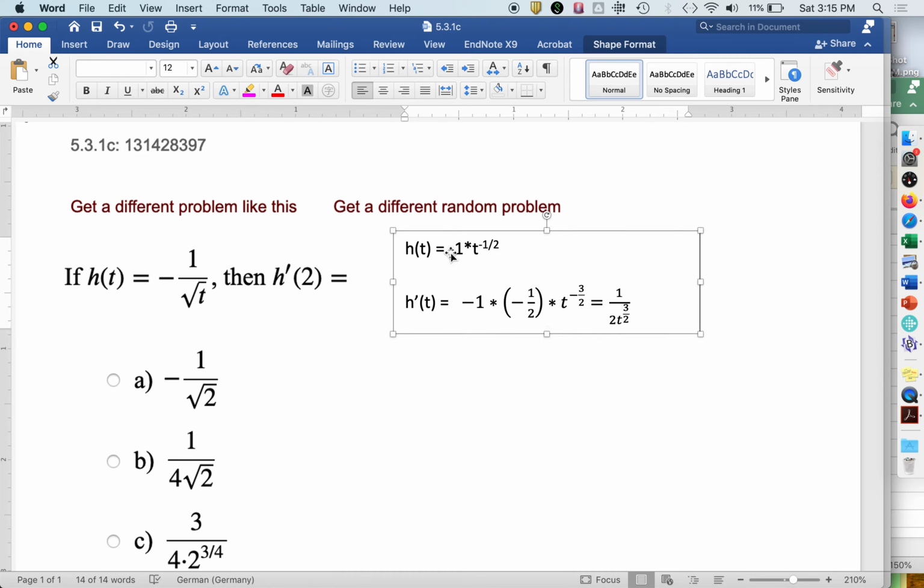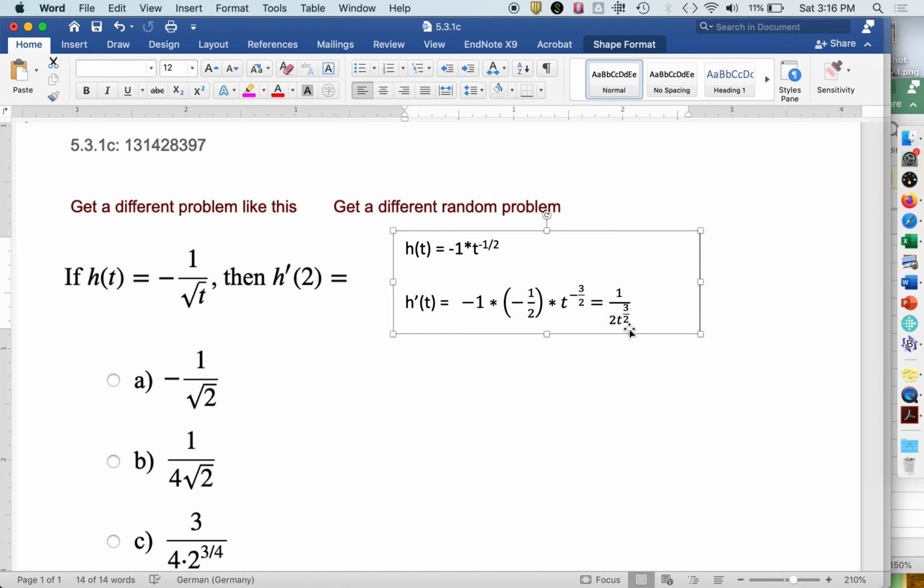Alright, so I have my negative 1 from the given problem, and then negative 1/2 came in front, and then I multiplied by t to the, when you subtract 1 from negative 1/2, you get negative 3/2. Then I rewrote it, because a negative times a negative is a positive, and then I put the t to the negative 3/2 back into the denominator with a positive 3/2.